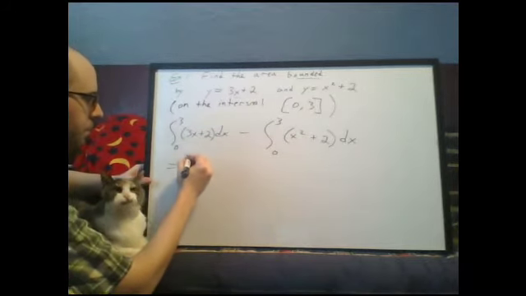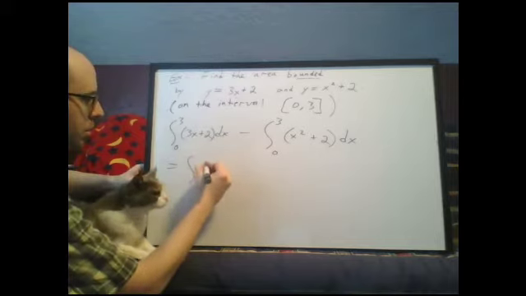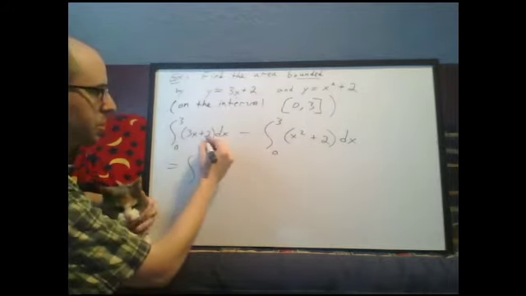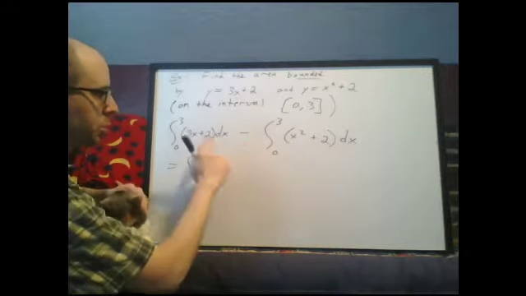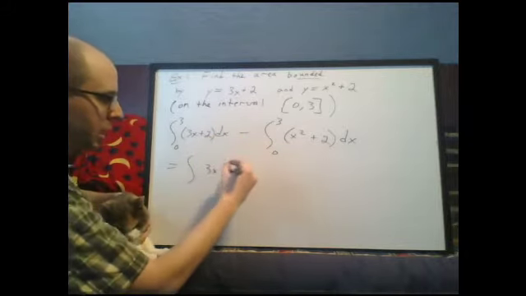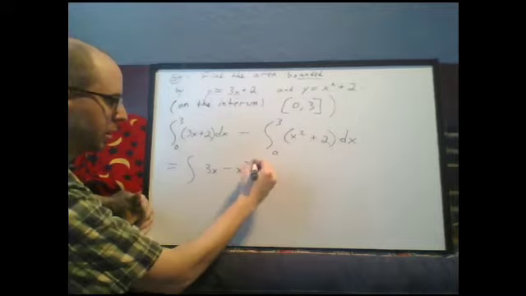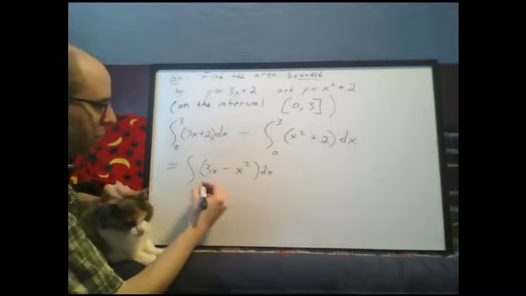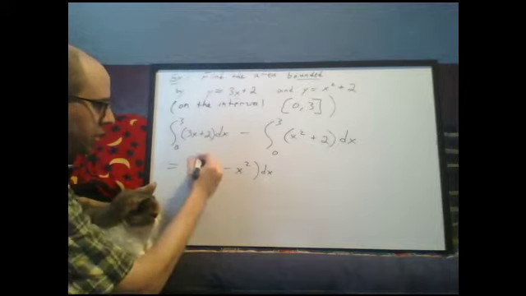We'll have 3x plus 2 minus x squared plus 2. The 2's will cancel. I'll have minus x squared, and that'll be my simplified integral to calculate.